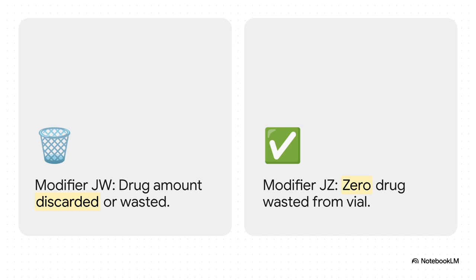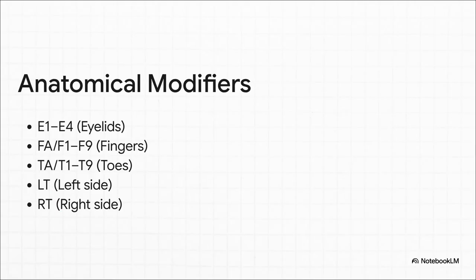in your exam scenarios. All right, let's slide right into our Modifiers masterclass, kicking things off with anatomical modifiers. These add pinpoint specificity to your claims. E1 through E4 designate specific eyelids. FA and F1 through F9 map out the fingers. TA and T1 through T9 chart the toes. And then, of course, LT for the left side and RT for the right side.